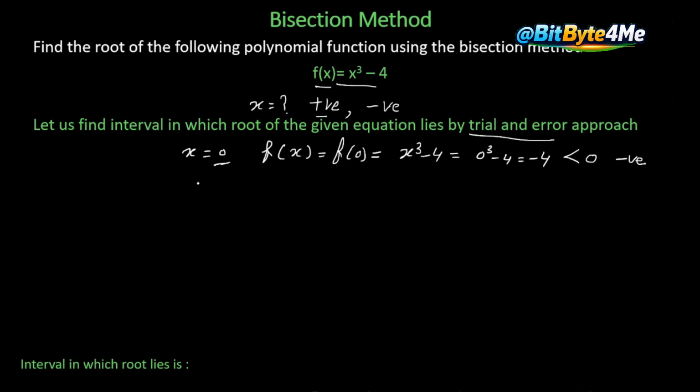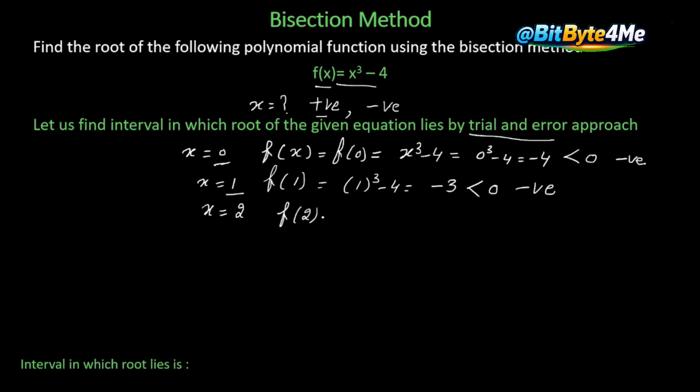A negative value means at x = 0 the function f(x) is negative. So take another point, say x = 1, that is we will find f(1). Put in 1³ - 4, that will be -3. So it's also less than 0, that is negative. We have to find a point where its value is positive, so we take another value, say 2, and find f(2). That is 2³ - 4, that is 8 - 4 = 4, which is greater than 0, means positive.